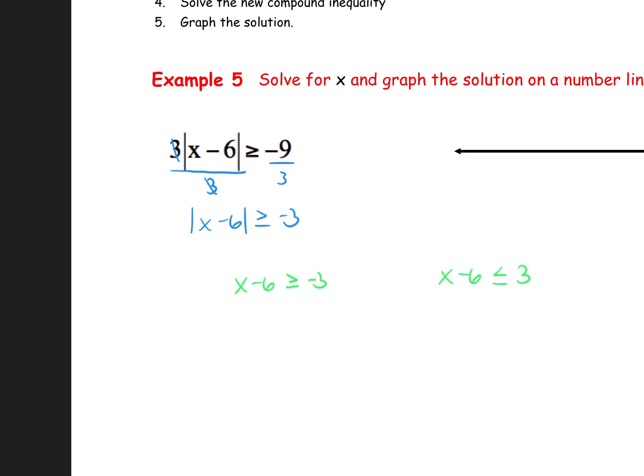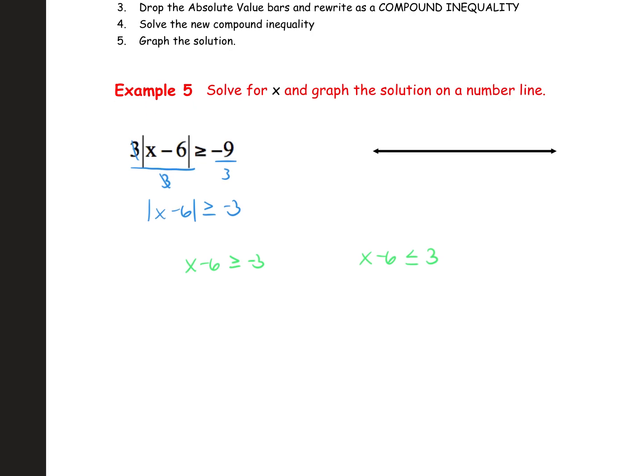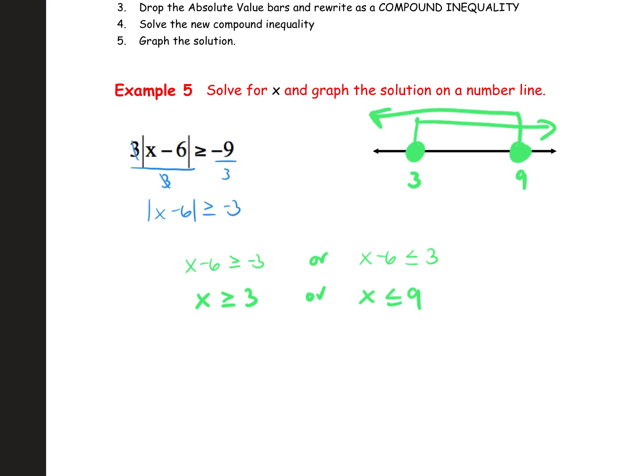Okay? So now watch what happens here. X greater than or equal to, if I add 6 to both sides, I get a positive 3. Or if I add 6 to both sides, I get x is less than or equal to a 9. Now watch. 3, 9. X is greater than or equal to a positive 3, or x is less than or equal to a positive 9.